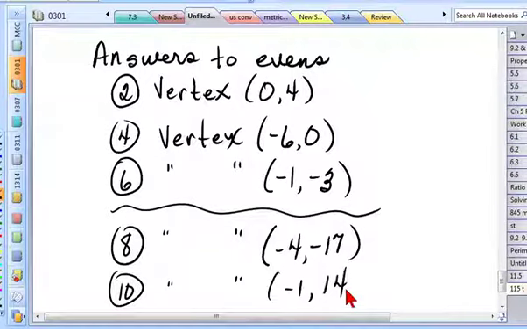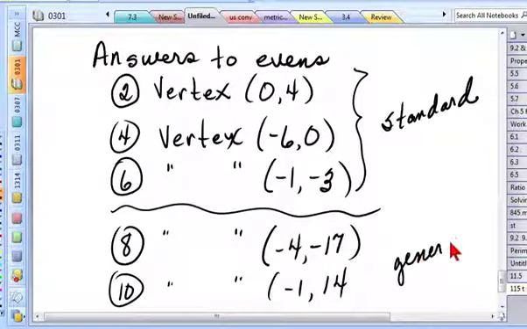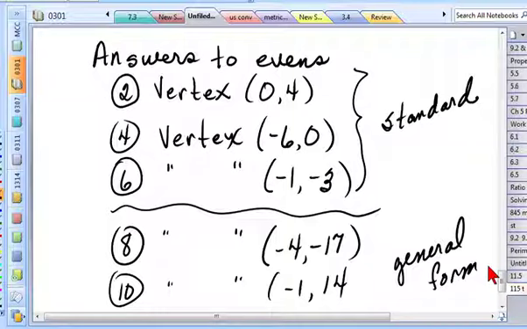So work on those and be ready to find the vertex of a parabola if you are given standard form or if you are given general form. And remember that all the formulas you need are on your blue sheet or on the note sheet. Okay, so I hope this helps with sections 11.5 and 11.6.